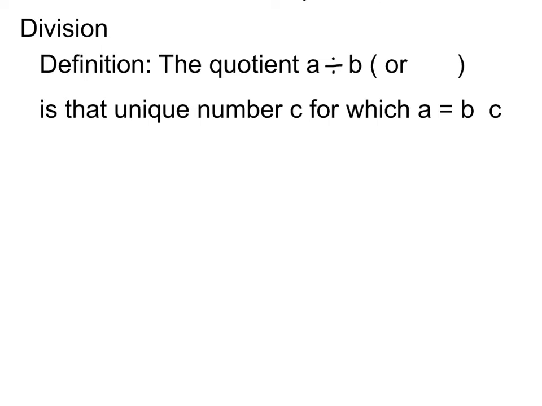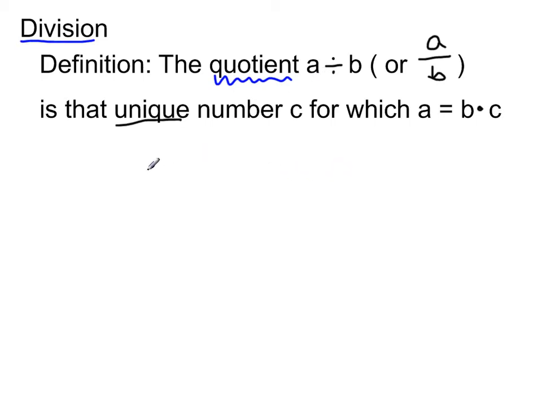So the definition: the quotient, A divided by B, or the other way we could write it, A over B in fraction format, is that unique number C for which A equals B times C. Now, this is the definition, so it's kind of fancy sounding. Quotient is the fancy word for division. And to put it in more layman's terms, let's start off with an example we can all agree with.